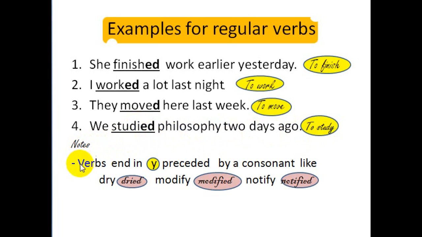Look at this note. Verbs that end in y, الأفعال اللي تخلص بواي, preceded, مسبوقة, by a consonant, like these verbs: dry, modify, notify. So the simple past is dried, ied, modified, ied, and notified, ied.